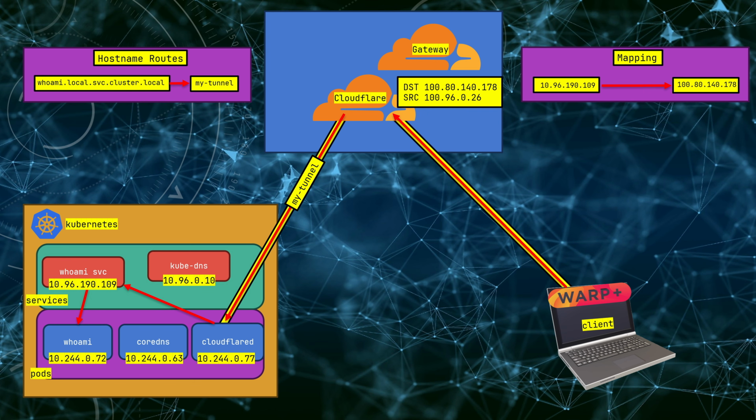So now, the gateway can apply any relevant network policies like session duration, posture checks, and so on. Then it performs destination NAT. It rewrites the destination IP from the synthetic IP back to the real internal IP, 10.96.190.109, and sends that rewritten packet down the tunnel to cloudflared, which forwards it to the actual Kubernetes service, and the connection establishes.